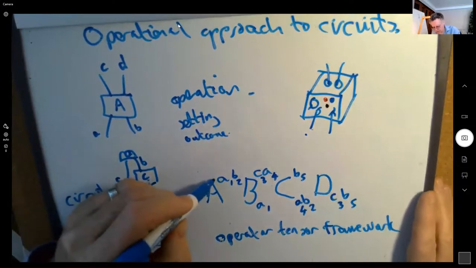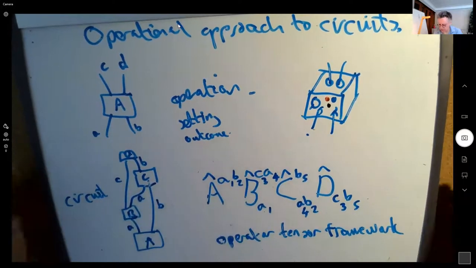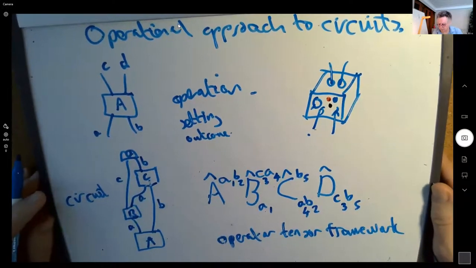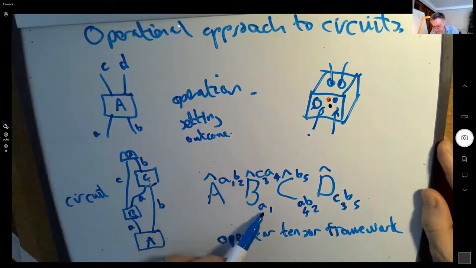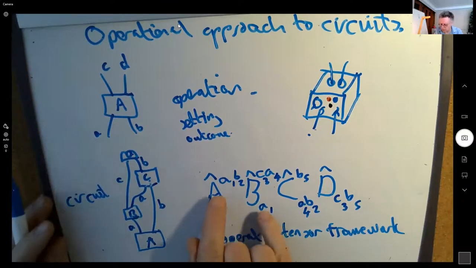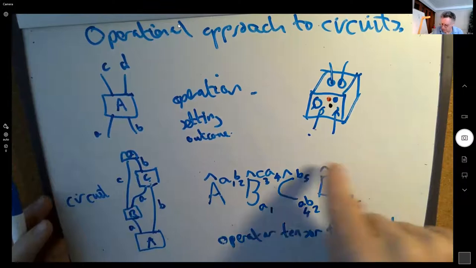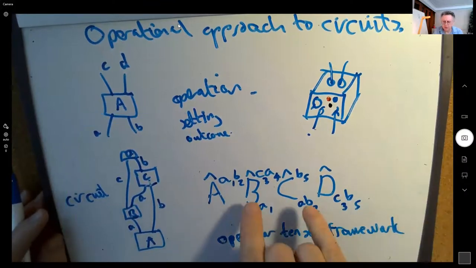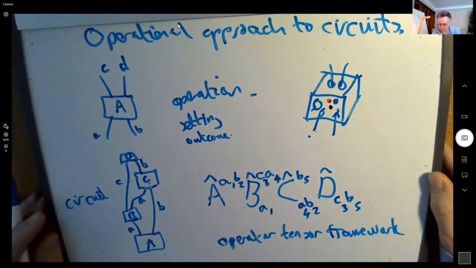This is done, in a certain way, by converting each of these objects into an operator. And then whenever you have a repeated index, like here, for example, you have to take the partial trace in those two operators, in the associated part of the Hilbert space. In the end, if you take all those partial traces, this will give you the probability of the circuit.